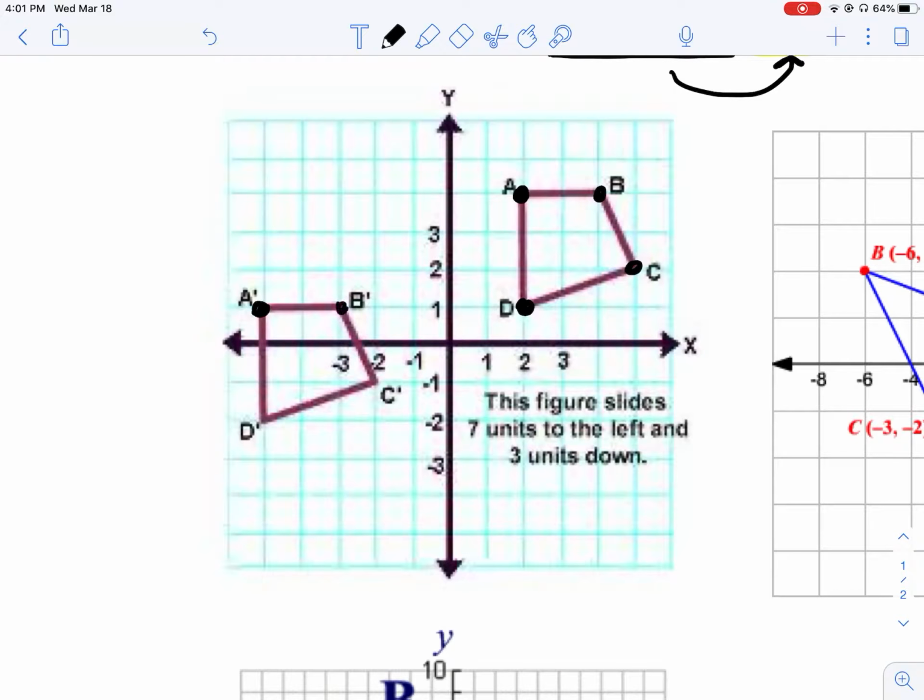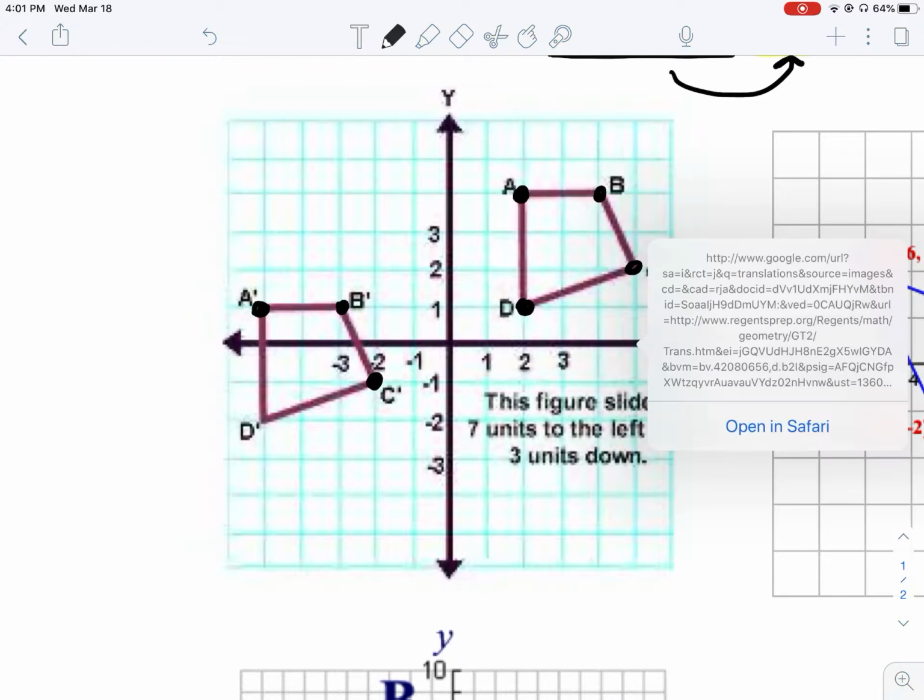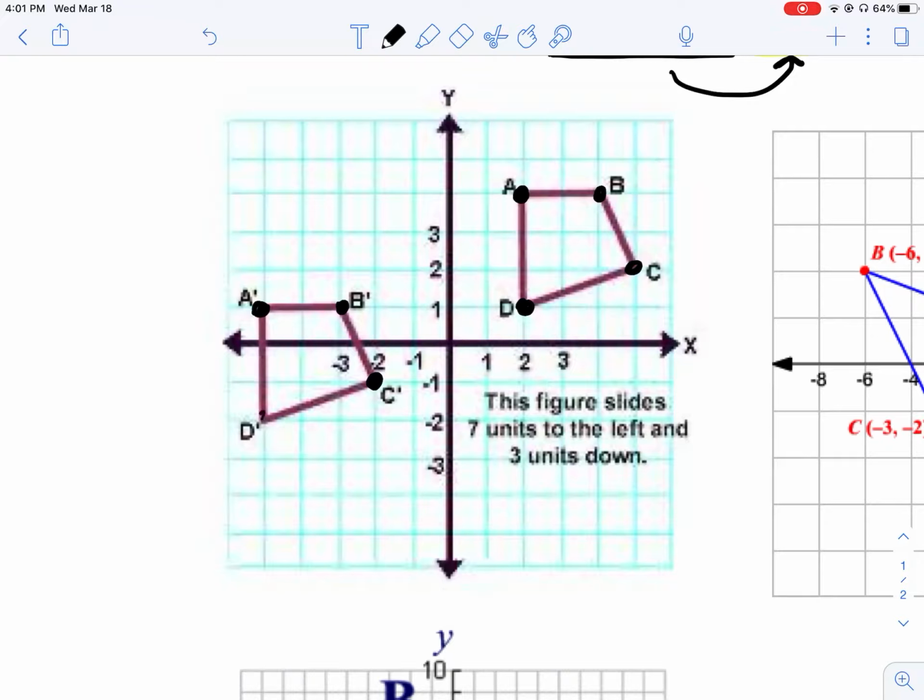I can do the same for these other ones. Sorry for the random pop-ups. I can do the same for B: we slide 1, 2, 3, 4, 5, 6, 7, and 3 down. I can do the same for D: 1, 2, 3, 4, 5, 6, 7, and 3 down. Do the same for C: 1, 2, 3, 4, 5, 6, 7, and 3 down. As you can see, each one of those points slid 7 to the left and 3 down.